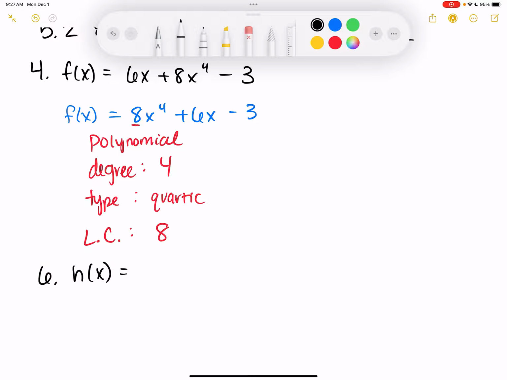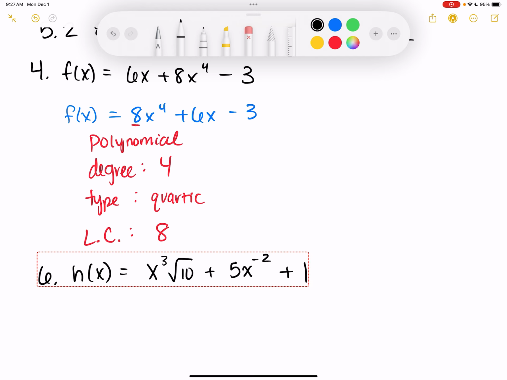H of x equals x cubed times the square root of 10 plus 5x to the negative 2 plus 1. All right, now. Quadratic. Why? Wait, no, it's not a polynomial function. Correct. Because it's a negative 2.